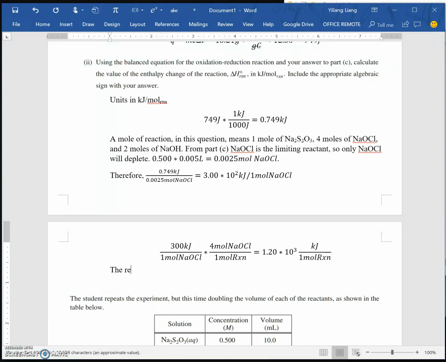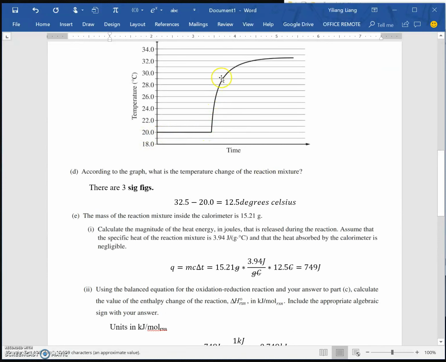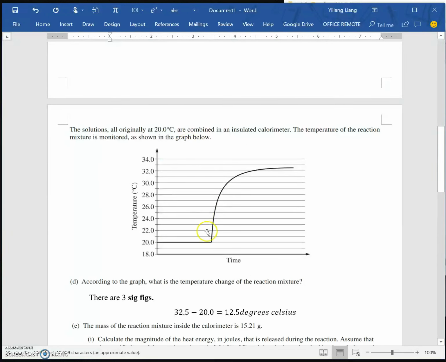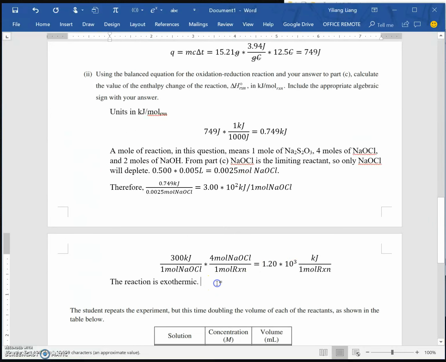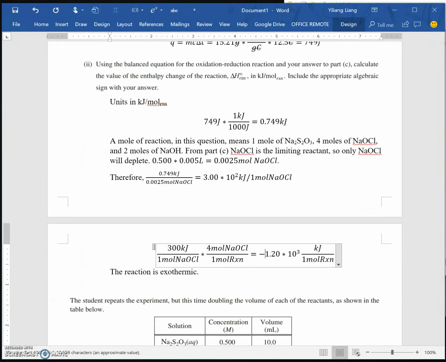But know that the reaction is exothermic. We can see this from the graph. The temperature of the calorimeter increases. Therefore the reaction is exothermic. Exothermic has a delta H of negative. Therefore we put the negative sign here. So it's actually negative here.